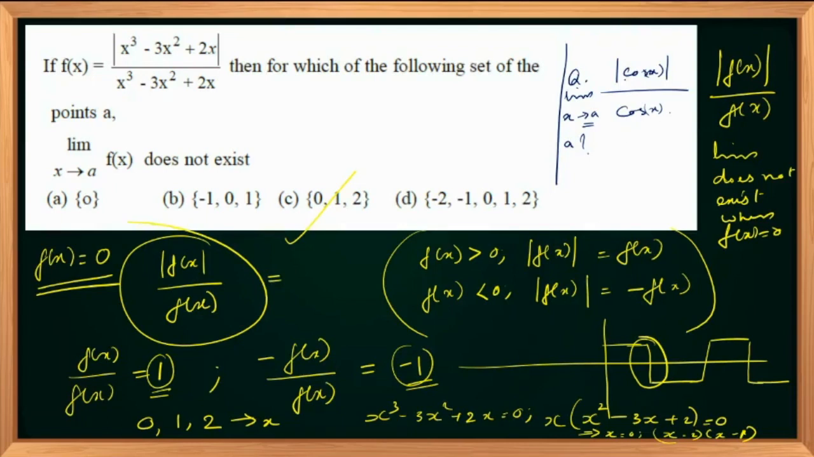This is a question you can try. Mod cos x by cos x, you can try plotting this also. Mod cos x divided by cos x, x tending to a, at which points of a does the limit not exist? That is the question. That is something for you to work out as an assignment. I'm moving to the next question.